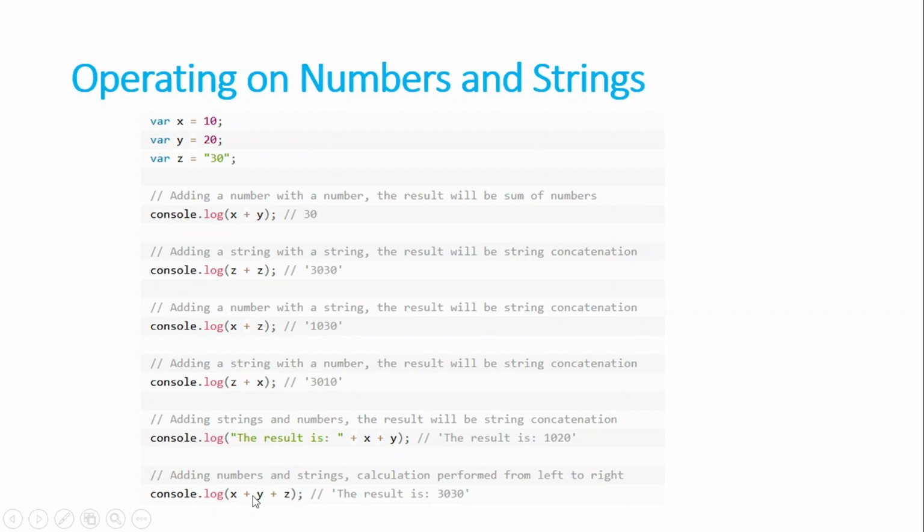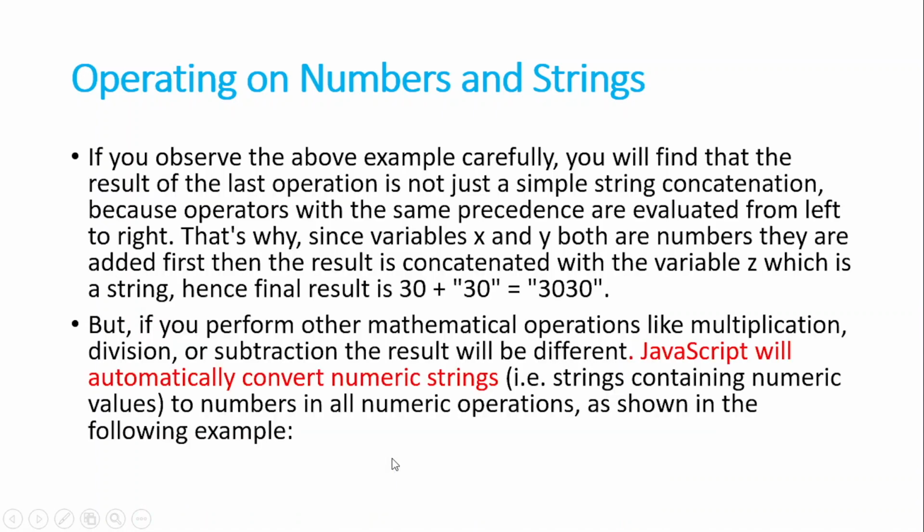Now similarly we have this one. We have x plus y plus z. Now you can see x plus y is actually added and z was 30. So the result of x plus y was 30, and then 30 plus 30 is concatenated. So we can see the result is 3030, which is a concatenated result. So this is the case.